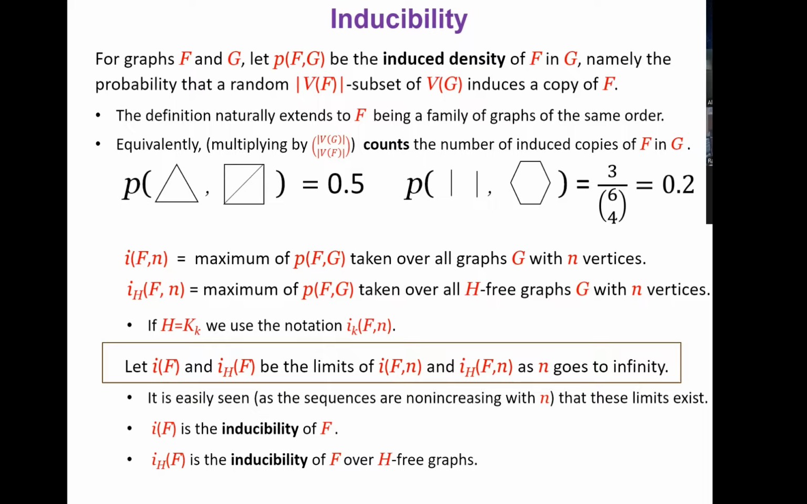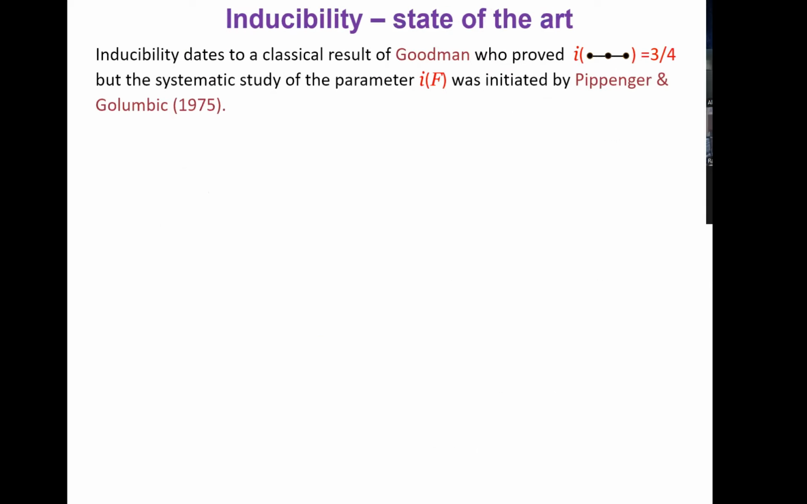Okay, so as you can guess, these are very natural questions in graph theory and extremal graph theory. So surely this has been looked at, and indeed, inducibility dates back to a classical result of Goodman, who actually proved that the inducibility of the path with 2 edges is 3/4. But the systematic study of this parameter, and also the name inducibility, was initiated by an influential paper of Pippenger and Golumbic. I think Marty is here in the audience, so hi Marty, from 1975.